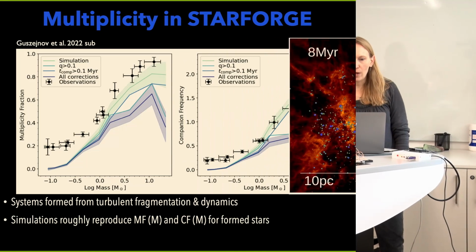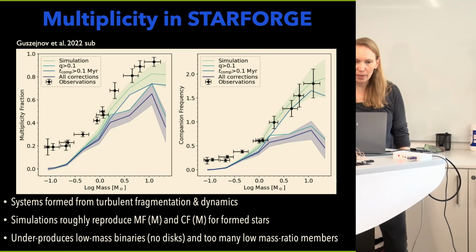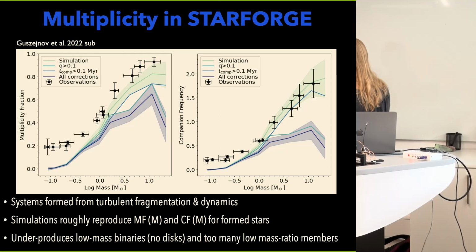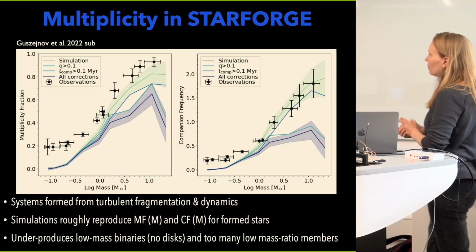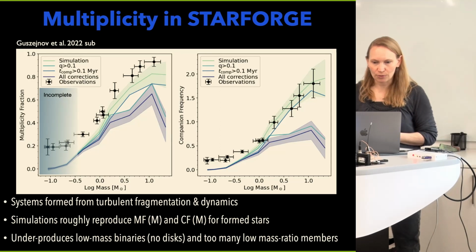So it does pretty well. This is the companion star fraction. But as I said, there are no disks. And that means that it's underproducing low mass binaries, particularly near this resolution limit where we just don't have enough mass resolution.